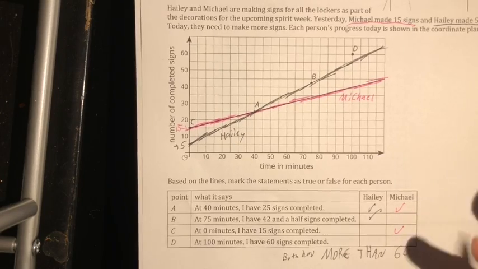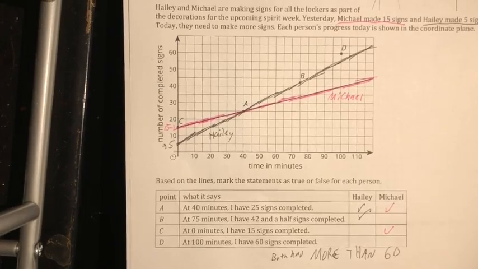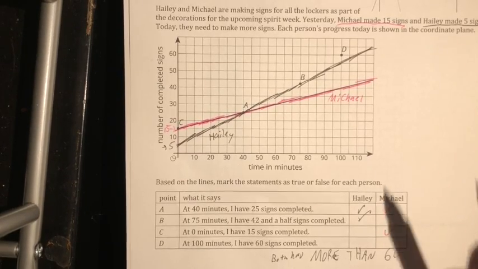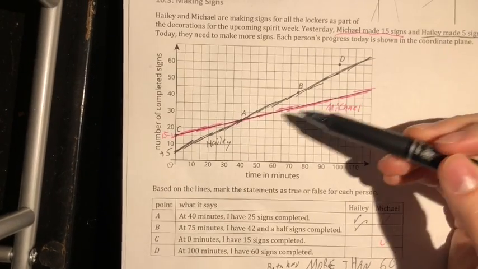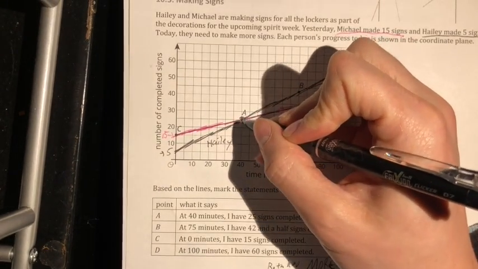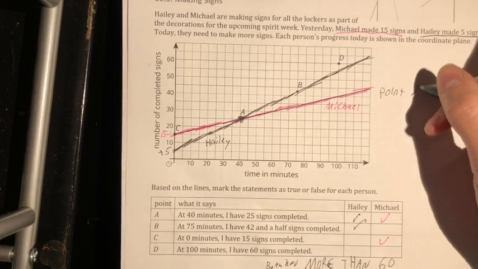Right, it's not to say they had at least 60, they had exactly 60. That's what that would mean. So, the points that are on the line refer to true statements about these people. And the point of intersection, as you remember, point A, that's our break-even point.